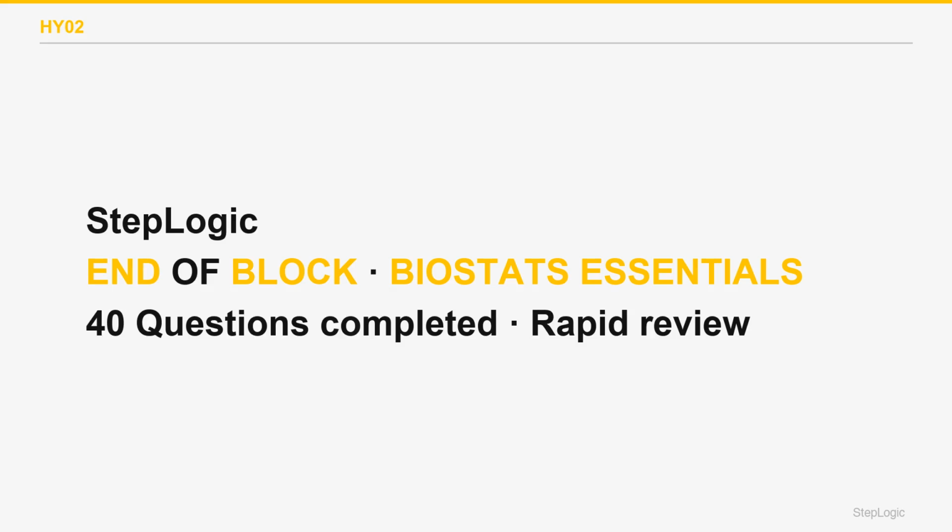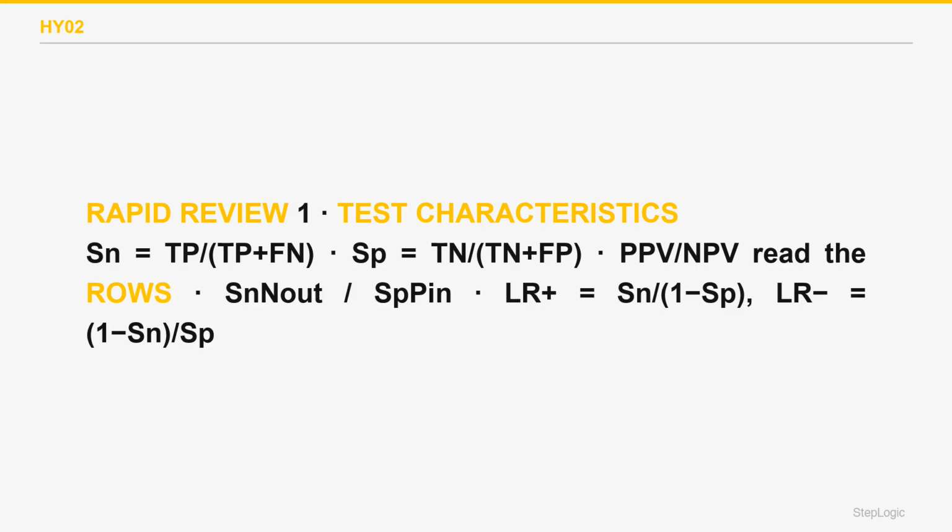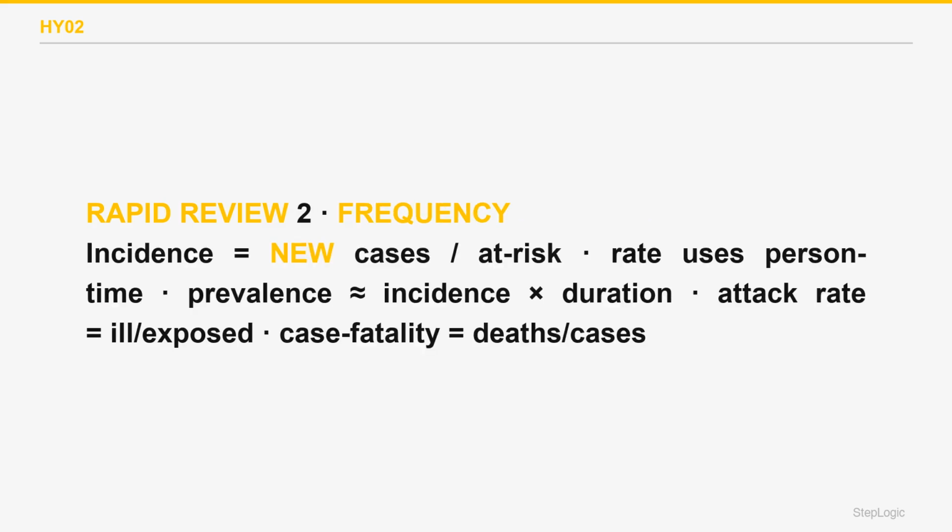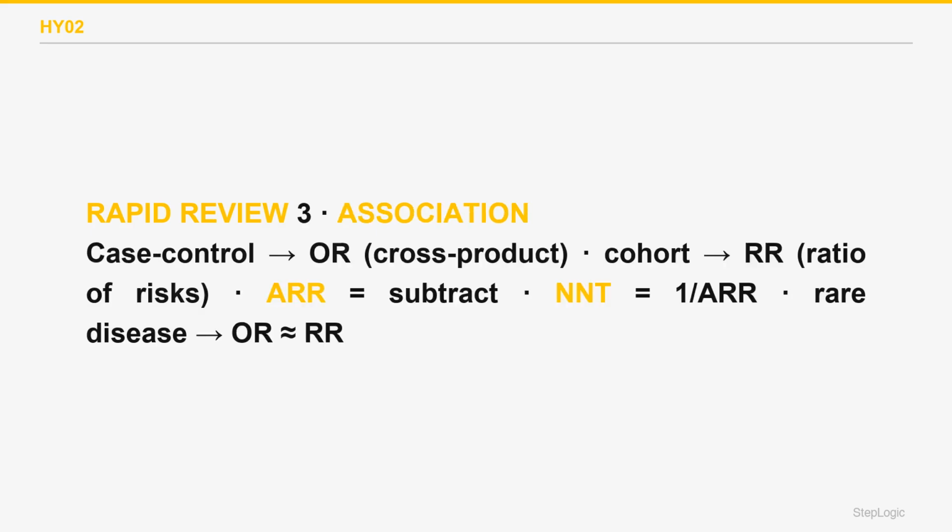That's the block. 40 reps on the numbers you must run cold on test day. 60 seconds to lock the formulas. Sensitivity and specificity read down the disease columns. Predictive values read across the test rows. Sensitive negative rules out. Specific positive rules in. Incidence counts new cases. Prevalence counts all existing cases and grows with duration. Use person time when follow-up varies.